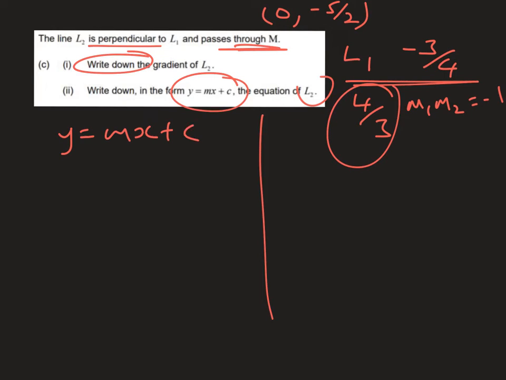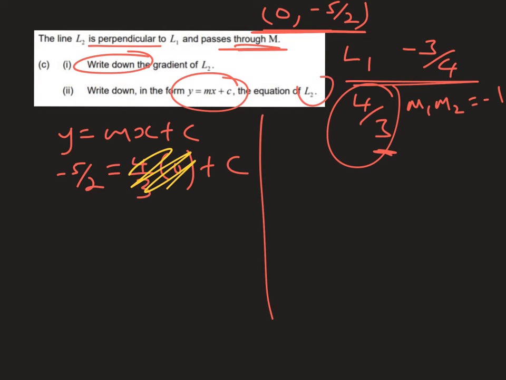So here is our equation, y equals mx plus c. We need to substitute in the gradient and a coordinate pair in order to find c. So we've got our coordinate pair up here because it goes through M. The y value is negative 5 over 2. We've got the gradient up here, which is 4/3. The x coordinate is 0, plus c. Now, hopefully we can see that that is just going to disappear. So therefore c is equal to negative 5 over 2. So we can substitute that back in here. And we're going to end up with the equation y equals 4/3 x minus 5 over 2.